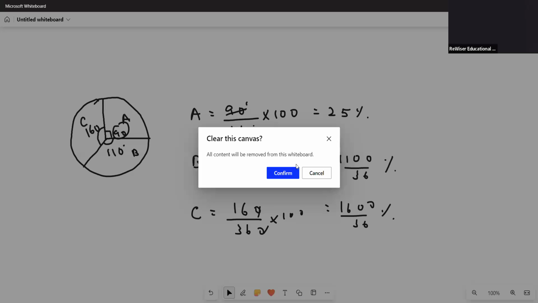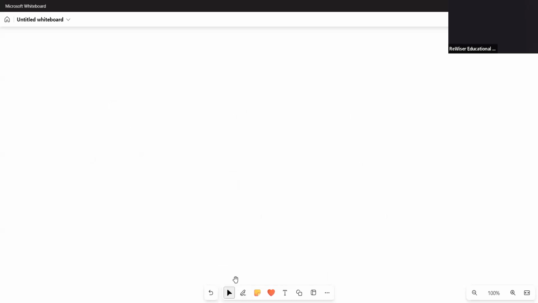Now, the second diagrammatic representation for IGCSE Extended is histograms, and it's a very, very important part of the paper, both Paper 4 and Paper 2.